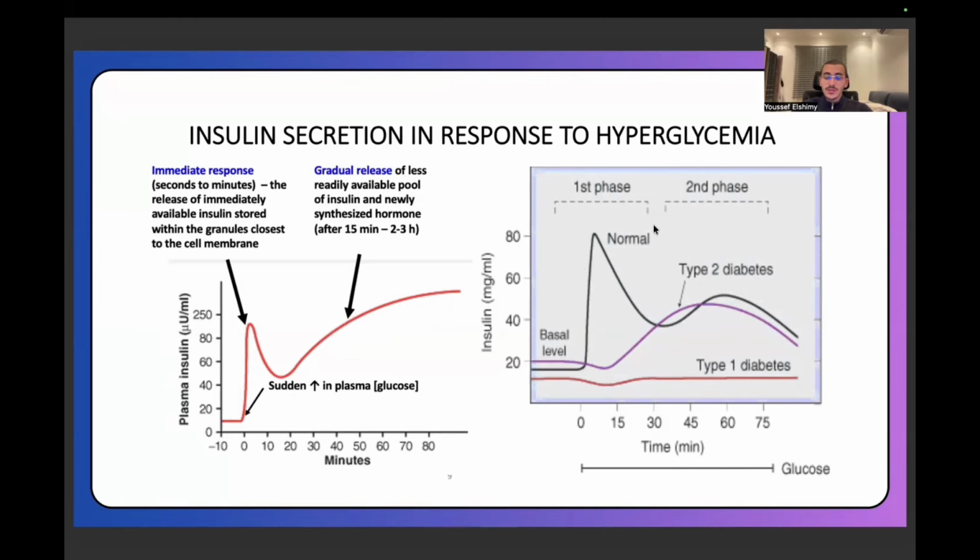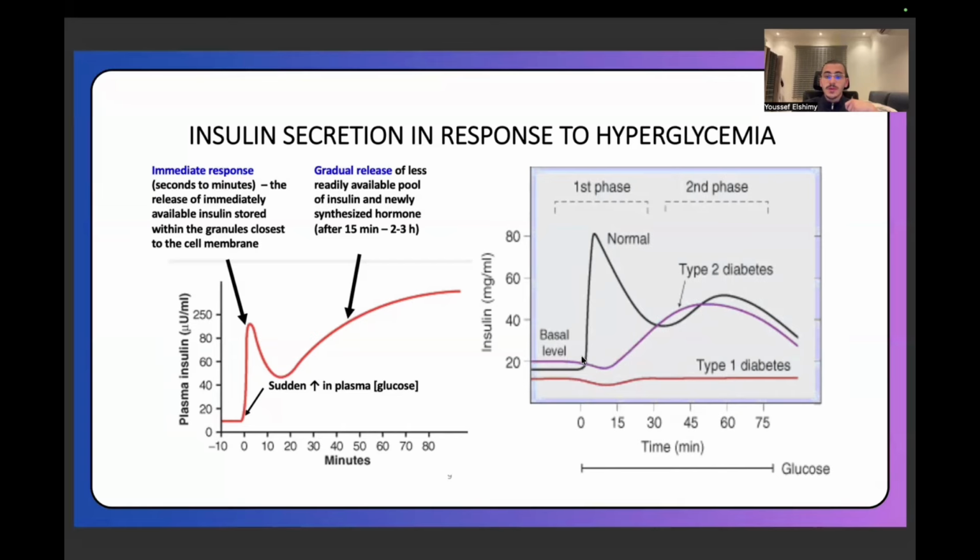If you want to compare the normal with the abnormal: in normal, you have the first phase, second phase. You have the spike, then you have another rise, then it gradually goes back. In type 1 diabetes, you don't have any spike, you don't have insulin. So there's no immediate response or even gradual response. In type 2 diabetes, they don't have the immediate response because of the sensitivity. They don't sense glucose well. They need a very high glucose level in order to respond. So in the first phase, it does not even rise.